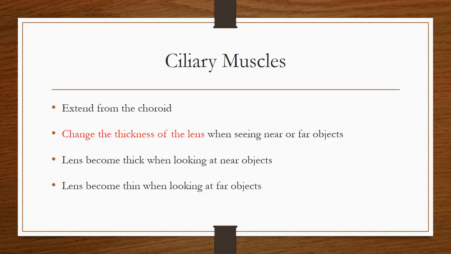Ciliary muscles extend from choroid. They change the thickness of the lens when seeing near or far objects. So the lens becomes thick when looking at a near object. It becomes thin when looking at far objects.